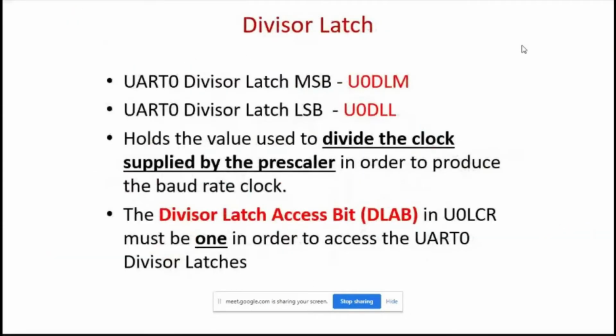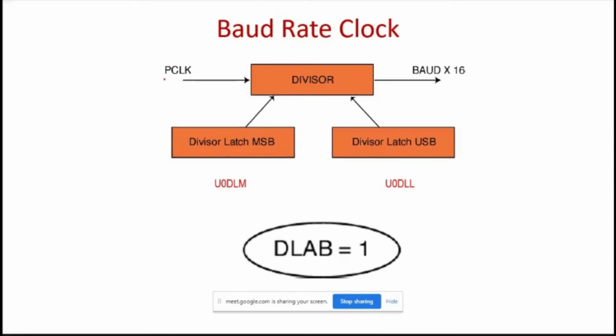So the fourth SFR is your divisor latch SFR. What does this divisor latch SFR mean? You have a peripheral clock that is coming at 60 MHz. This I am dividing by a divisor. I am generating a baud rate clock at 16 times the baud rate.